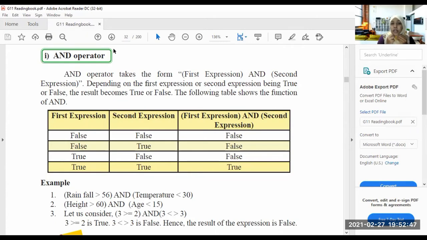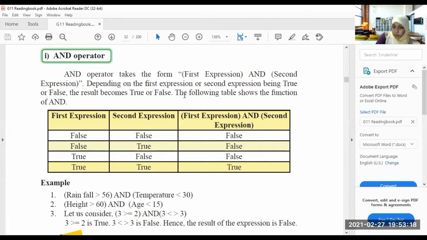I told you, just take it as the grammar of English. What is the meaning of AND in English? AND means everything. So if I told you to buy a red pen and a blue pen, you should buy a red pen and a blue pen. Both should be bought. Likewise, the AND operator takes the form first expression AND second expression. So both expressions should be true if you want the output expression to be true, right?